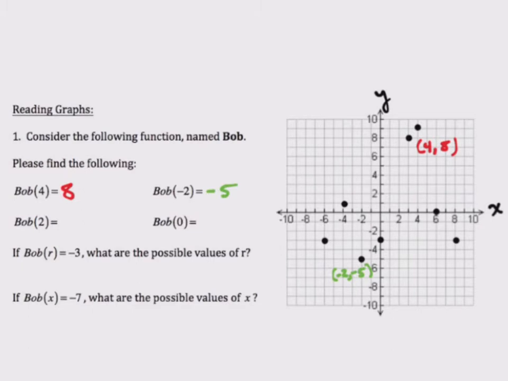How about Bob of 2? Well, let's find 2 on our input axis. And you know what? It appears that there is no point for which 2 is an input. It's just not part of the function. So what we'd say here is that this function Bob is not defined for an input of 2. The only inputs it appears it can have are -6, -4, -2, 0, 3, 4, 6, and 8, but not 2. So Bob of 2 is undefined.